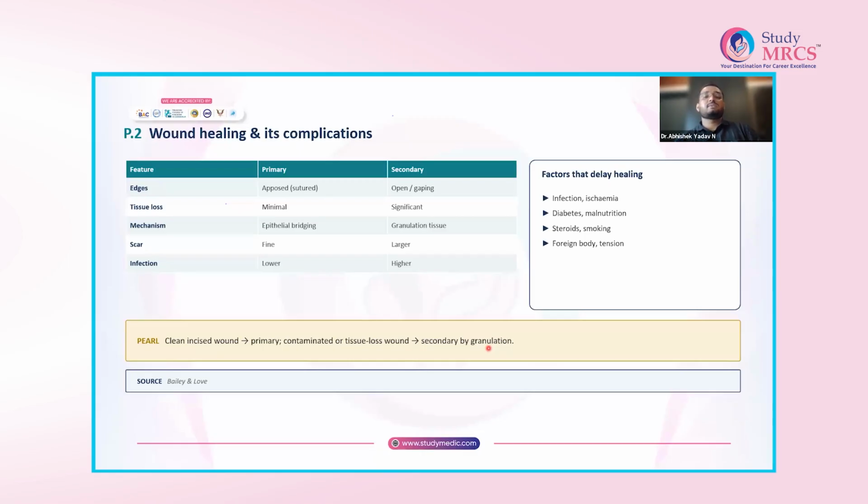There are certain factors which delay wound healing, like ischemia, infections, the patient's nutritional factors, comorbidities like diabetes, patients on steroids or who are immunocompromised, or habits like smoking and alcohol, and the local presence of a foreign body. So there are numerous factors that can delay the healing process.